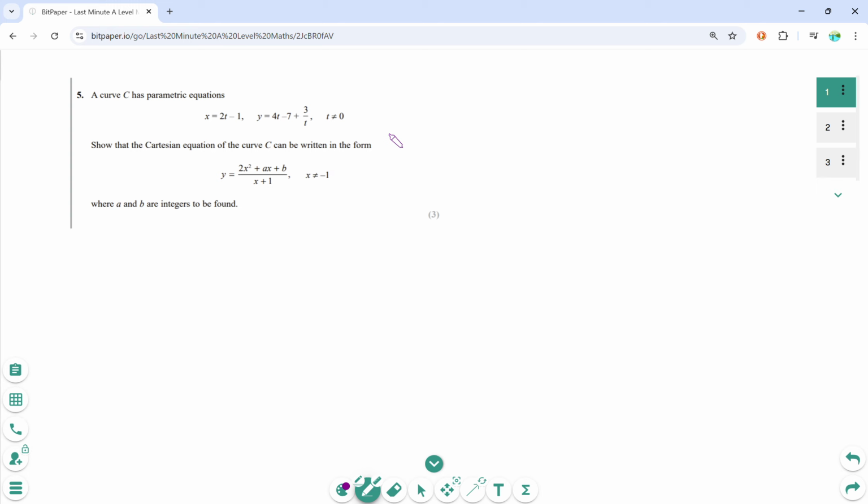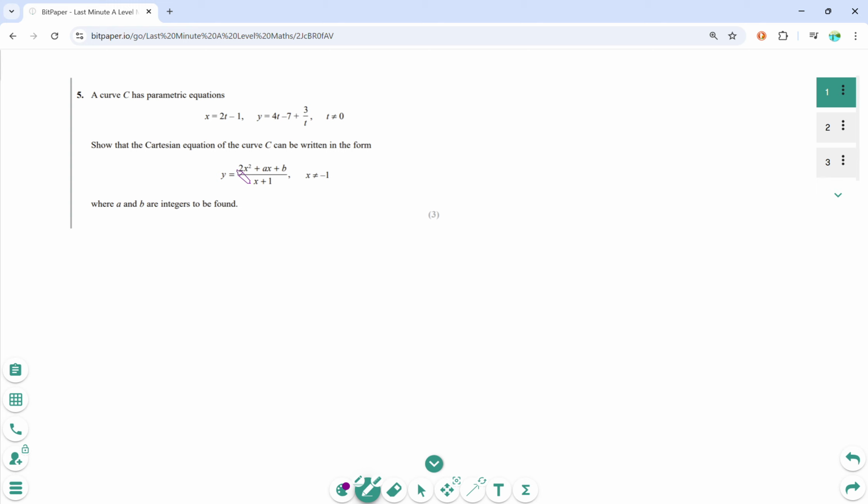And a classic easy parametric equation question is where they give you x in terms of t, they give you y in terms of t, and then you need to eliminate t. So you need to make it a Cartesian equation, which just means y in terms of x. Okay, so I'm going to show you a couple of examples on how you can do this.